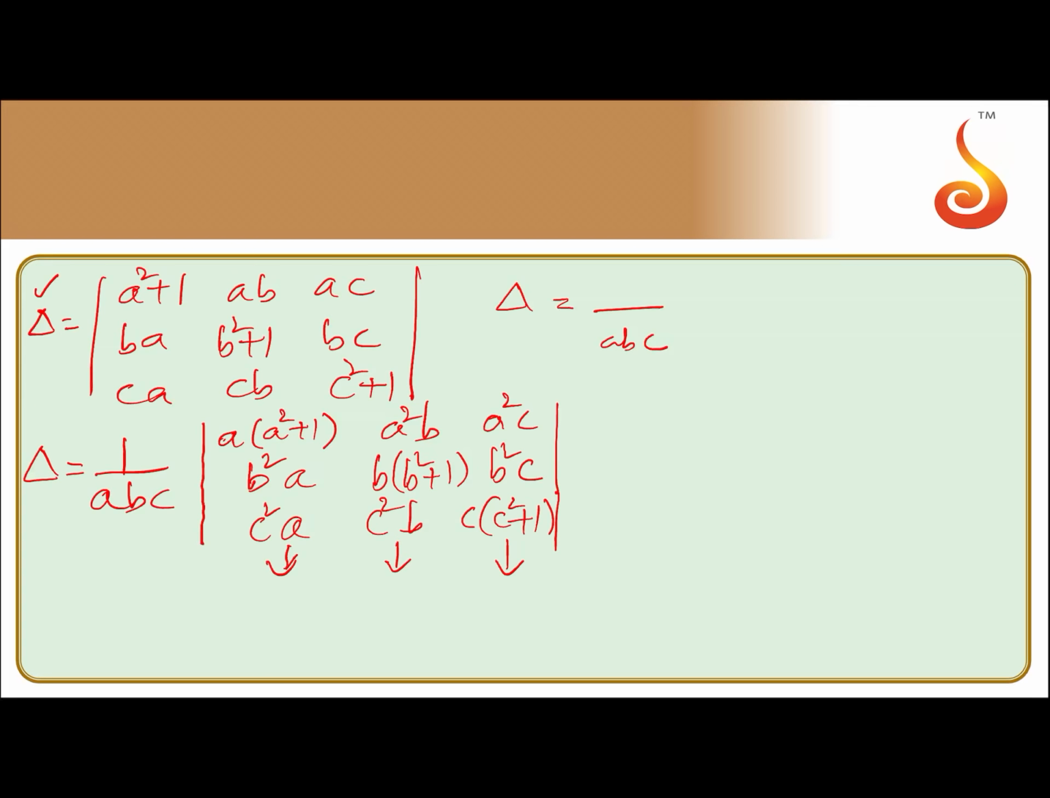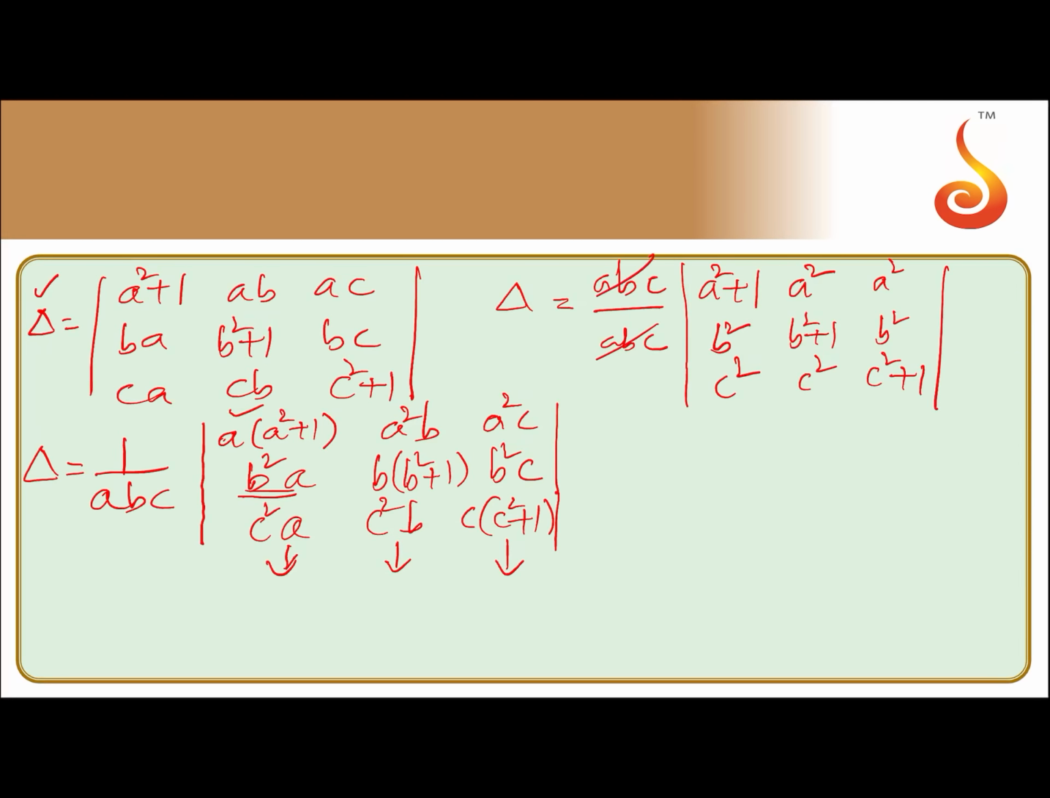denominator ABC. A common from the first column, if I take out, what else remains from the first column? A into A square plus 1 becomes A square plus 1. B square multiplied by A, if I take out A common, you'll get only B square. Similarly, the third element will become C square. From the second column, if I take B common, what else remains? A square, B square plus 1, and C square. And from the third column, if you take C common, A square, B square, and C square plus 1. Now you could see that the original determinant has been converted into a determinant wherein AB, BC, CA are converted in terms of A square, B square, and C square.